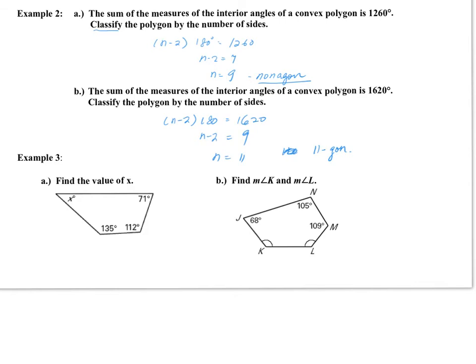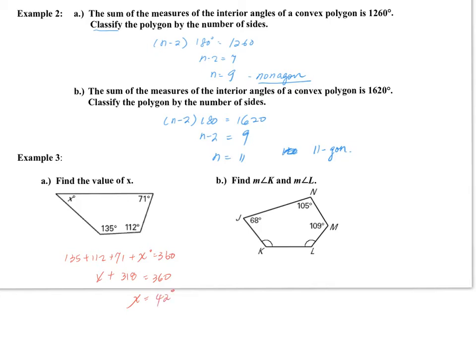Okay, let's do example 3. Part A, find the value of x. This happens to be a quadrilateral, so we could just use the corollary. And then x would be, let's see, you have 318, and x would equal 42.